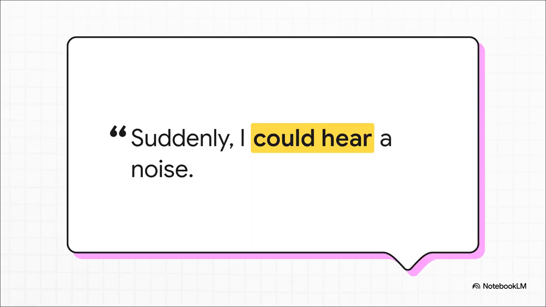Here's a great example. Suddenly, I could hear a noise. Now, hearing that noise was a specific thing that happened at a specific time, right? But because hear is one of our special perception verbs, you can absolutely say, I could hear a noise. You don't have to say, I was able to hear a noise. It's like a special little shortcut that only these verbs get to use.